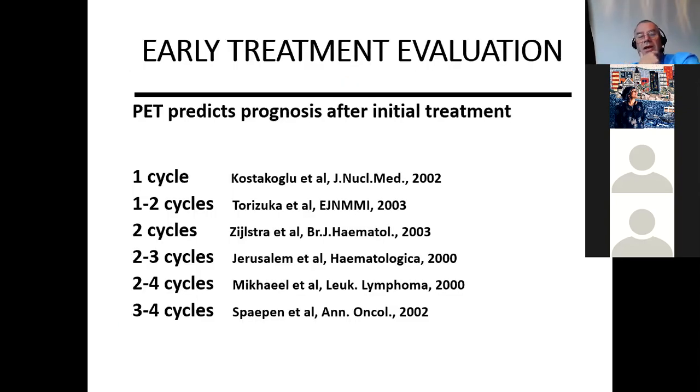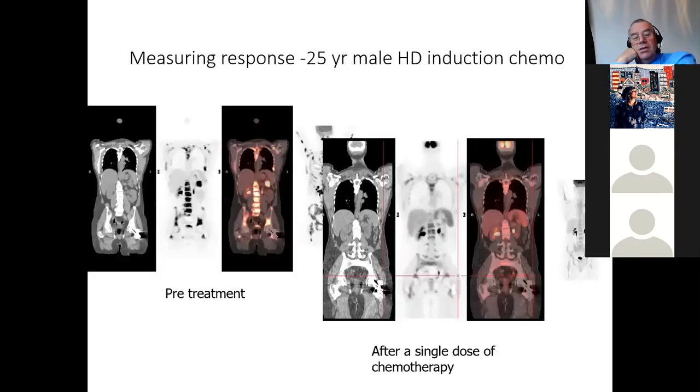When can we do early evaluation? Various different studies have been published, and most now agree that after second cycle is the best, though you can see a response after first cycle in many patients. And here we have a 25-year-old having induction chemotherapy for Hodgkin's, and you can see multiple sites of disease on the first scan, and the second scan after a single dose of chemotherapy shows significant reduction. Now, the tumor is still there, but it is responding, so the uptake is reduced. So we're not telling you that the patient is tumor-free, but we're predicting that they will have a good response.